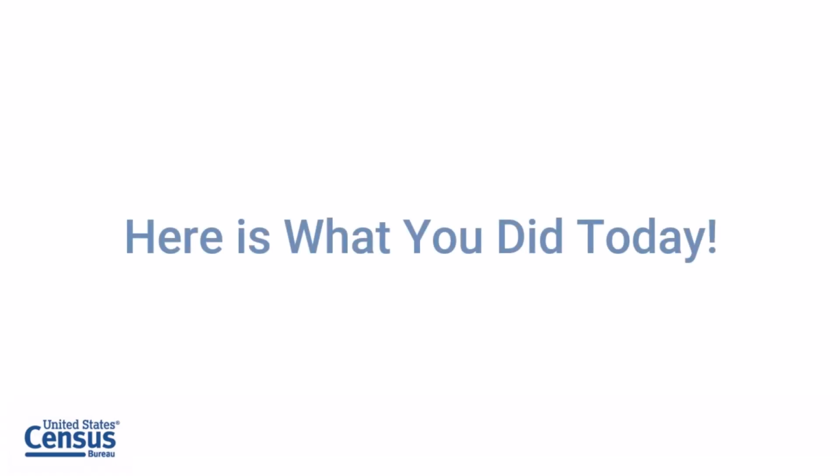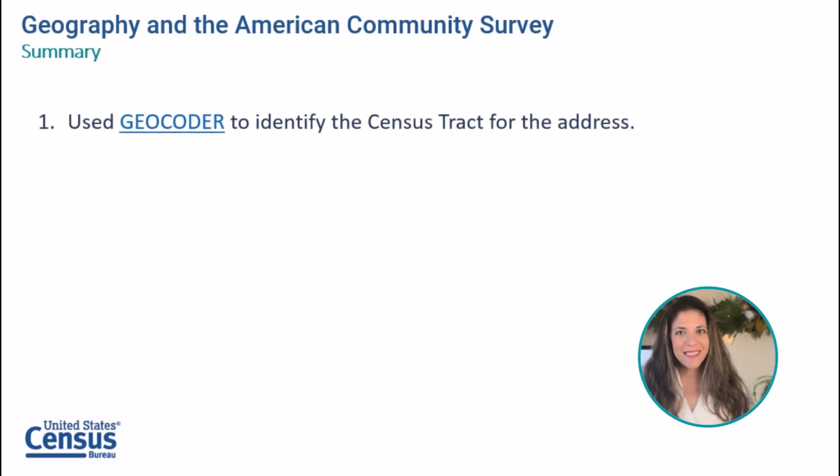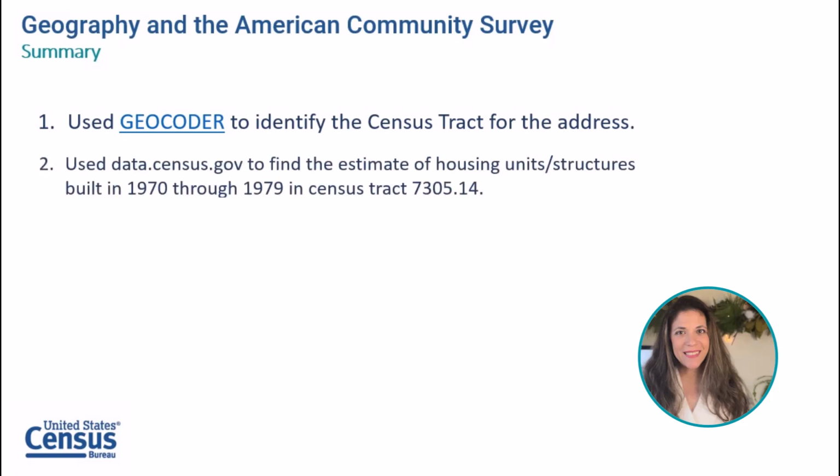Here is what you did today. Today, you used Geocoder to identify the census tract for an address. You used Data.census.gov to find the estimate of housing units or structures built in 1970 through 1979 in the census tract 7305.14 from the 2018 to 2022 ACS 5-year estimates. Finally, you use the margin of error for an estimate to create a 90% confidence interval.